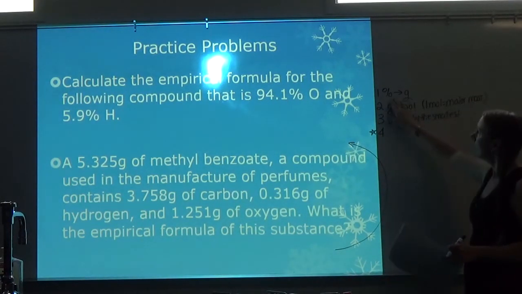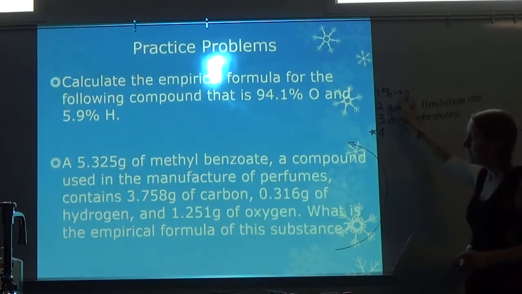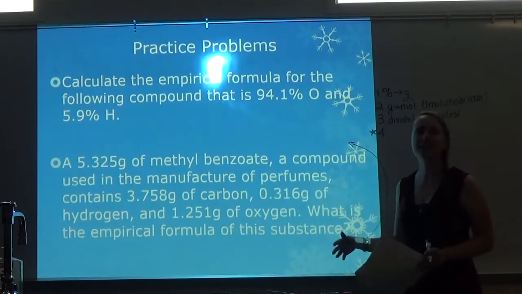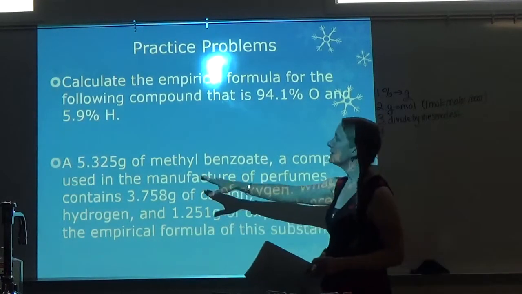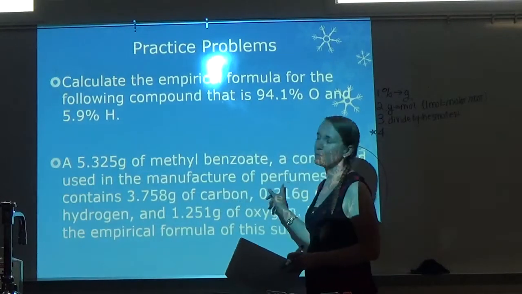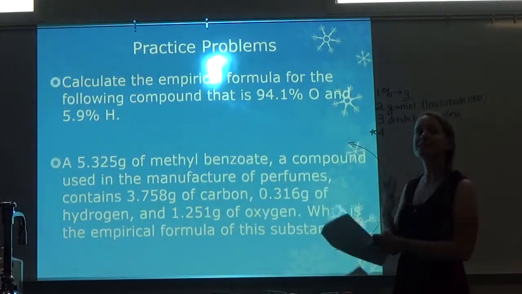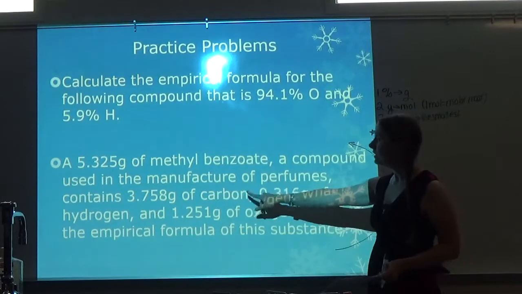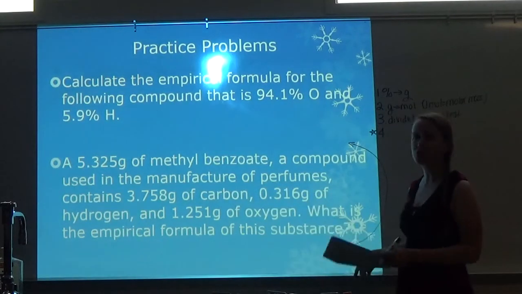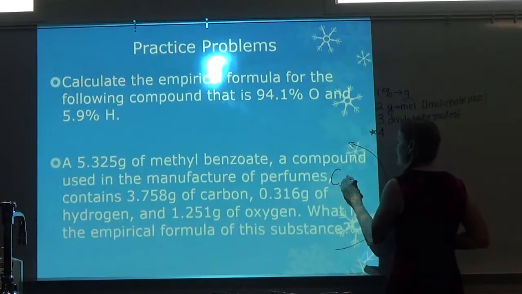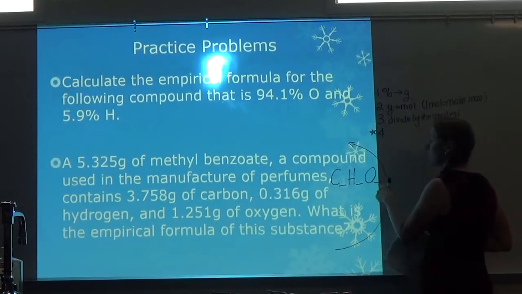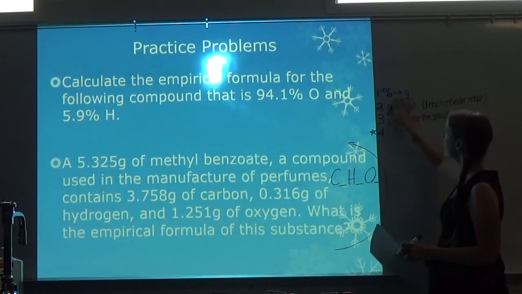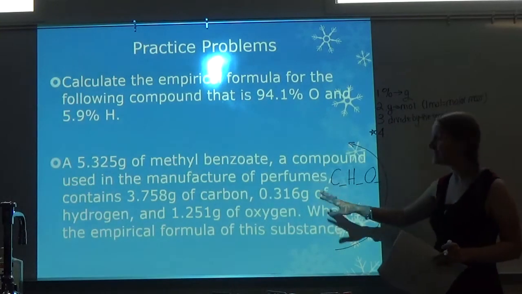So step 1 is change percent to grams. But notice here, I went ahead and gave you the grams. We're not assuming 100 grams. I told you this is how many grams we're starting with, and this is the breakdown. So really, you can just skip step 1. I can clearly see it has carbon, hydrogen, and oxygen. So I'm looking for C something, H something, O something, and I'm trying to figure out those subscripts. Because it's already in grams, I can just skip step 1.